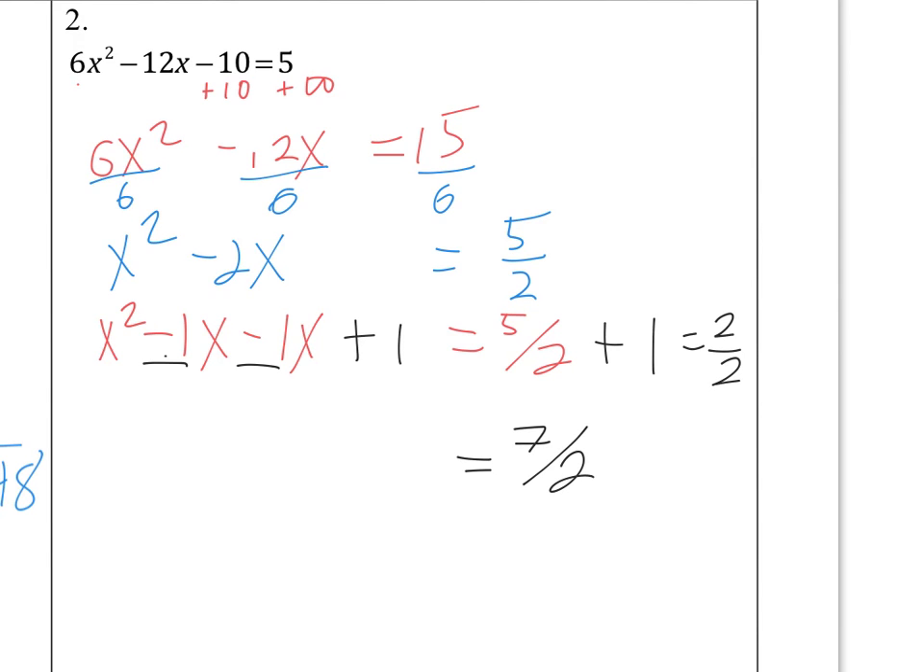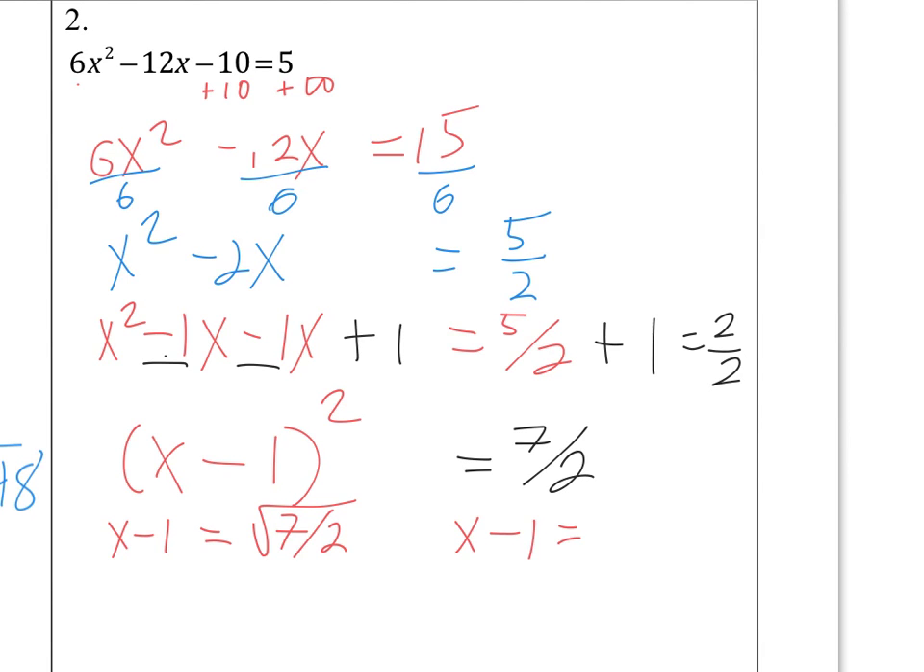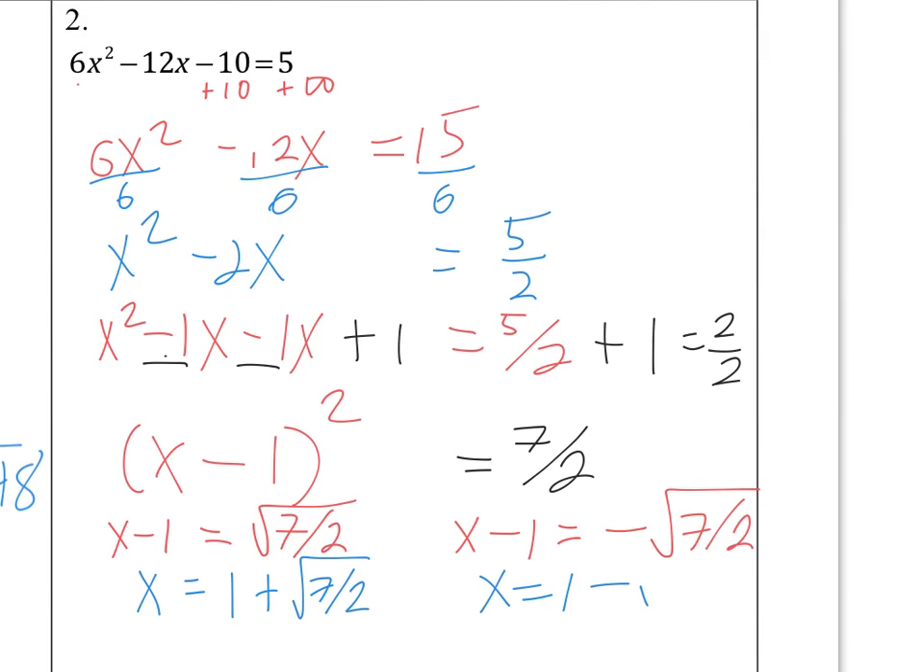And on the left side, I can factor this, and hopefully we know at this point this is going to turn into x minus 1 squared. Cool. Square root both sides. I get x minus 1 is equal to the square root of 7 over 2, or x minus 1 is equal to the square root of 7 over 2, but the negative version. Add 1 to both sides. I get x is equal to 1 plus the square root of 7 halves, or x is equal to 1 minus the square root of 7 halves, and we're done.